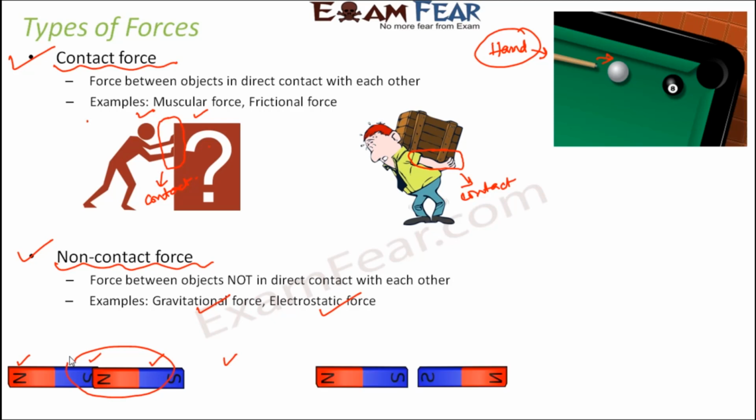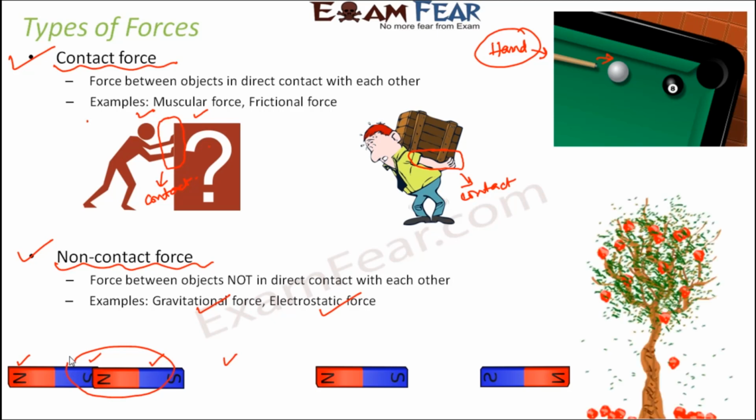Similarly, when like poles are brought together, they repel and move apart from each other. So in this case also, when the force existed, the two objects were not in contact with each other. Look at an example where an apple falls from the tree and falls to the ground.